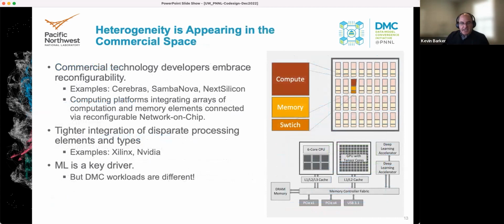And heterogeneity, like I mentioned, is appearing in the commercial space now. PNNL has ongoing collaborations with companies like Next Silicon, SambaNova, Graphcore, who are developing these data flow reconfigurable architectures. We also have ongoing relationships with AMD and Xilinx, who are now the same company, where they've been developing reconfigurable computational substrates and integrating them with things like AI accelerators or hard ARM cores in a single package. And I'll talk a bit about one of our testbed systems that we are testing all these concepts out on.